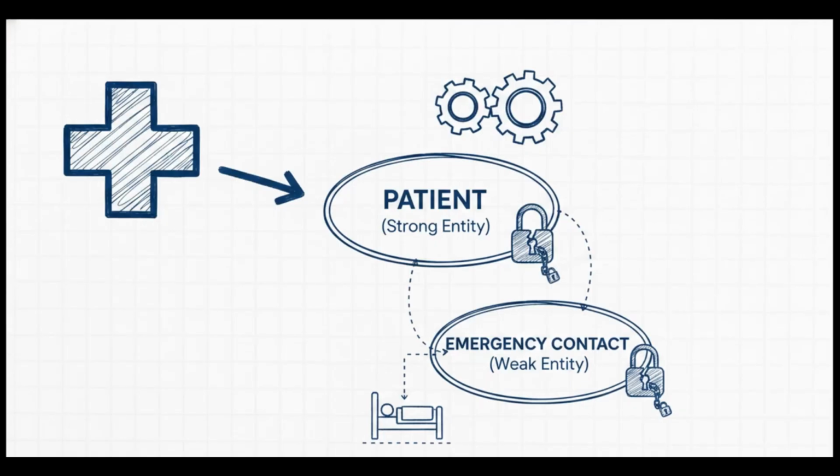Now, while engineering our database, we're going to encounter something called weak entity types. These are entities that honestly just cannot exist on their own. They rely entirely on a strong entity. Think of a patient's emergency contact in our hospital example. That contact record has literally zero reason to exist in the database if the patient themselves is removed. It's a dependent structure, fundamentally reliant on the primary entity.